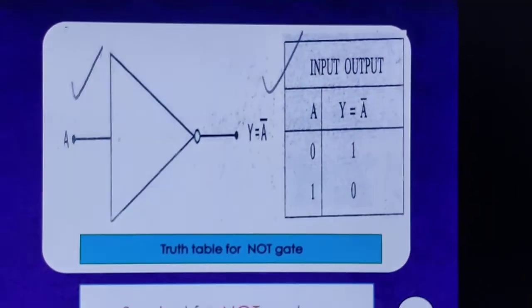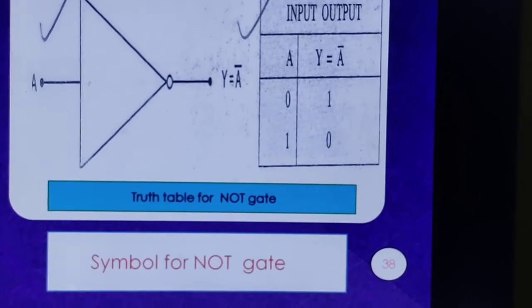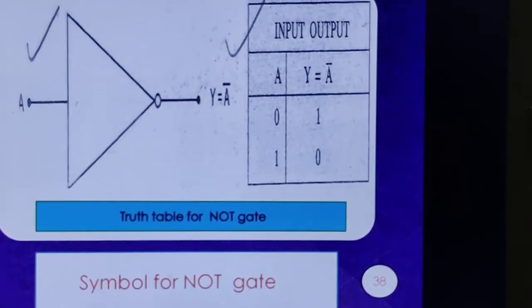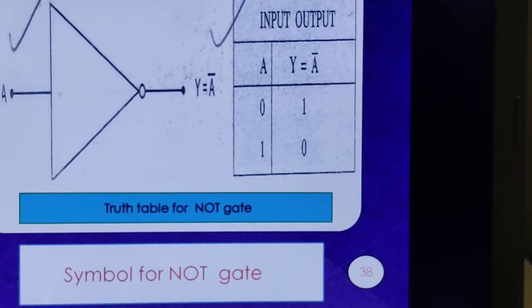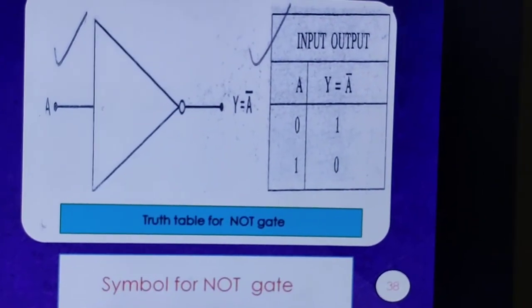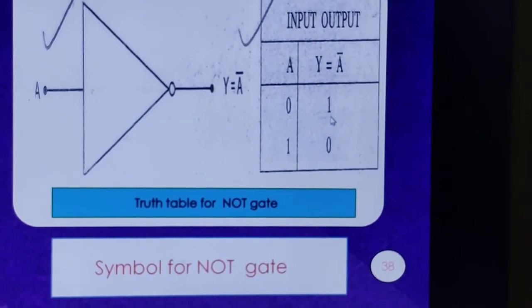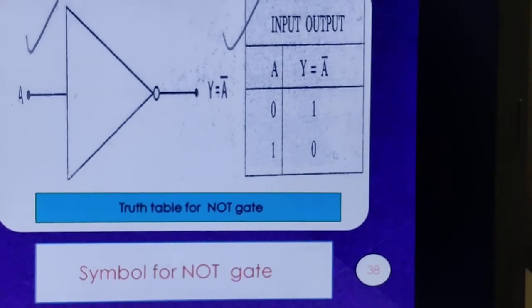Now this is an inverter gate, and it is called a NOT gate. Whatever input is fed to it becomes inverted and gives the opposite output. It has only one input and one single output. So if the input is 0, the output is 1, high. If the input is high, the output is low.